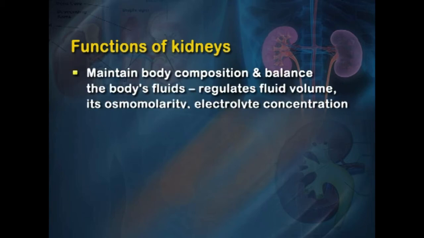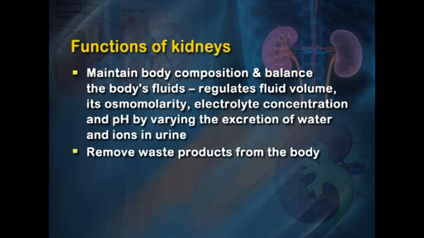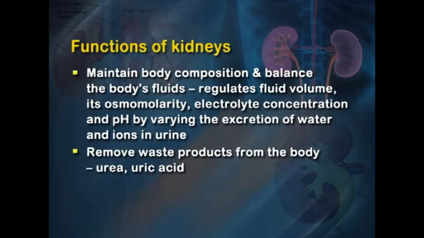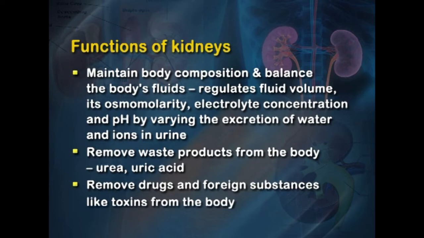It regulates fluid volume, its osmolality, electrolyte concentration and pH by varying the excretion of water and ions in the urine. It also removes waste products from the body, such as urea and uric acid. These are the major end products of nitrogen-containing compounds like proteins and purines, pyrimidines. It removes drugs and foreign substances like toxins from the body, which are taken either intentionally or unintentionally.